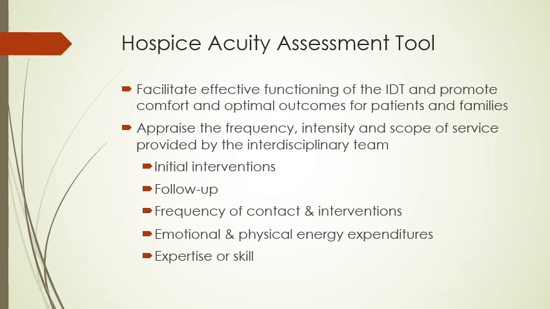The tool's acuity rates are based on the amount of interdisciplinary team time and effort required to provide care, including time required for the initial interventions that we start up, like starting an infusion, and then the follow-up, the frequency of contacts and interventions, the emotional and physical energy expenditures that would be required, and the expertise or skill required to provide these things. It also puts it on a mild, moderate, severe range that anybody who's walking in that door can easily change based on what they're finding. So it's an evolving tool. It's not stuck to numbers. It's more of a felt acuity tool that's more encompassing of the whole entire team.